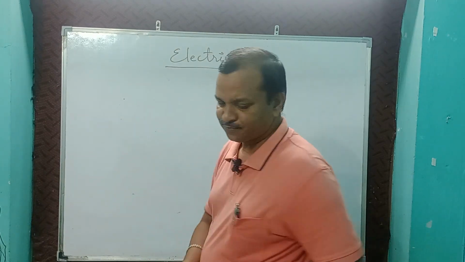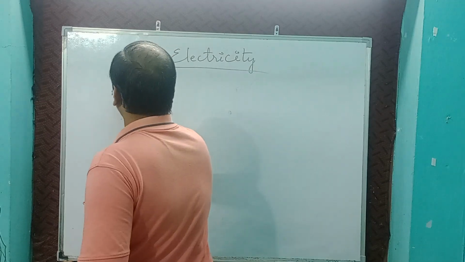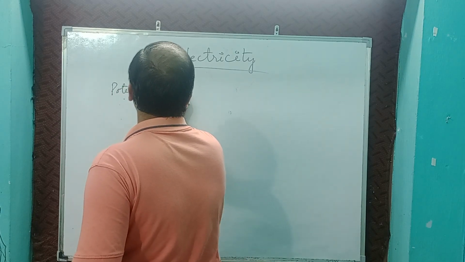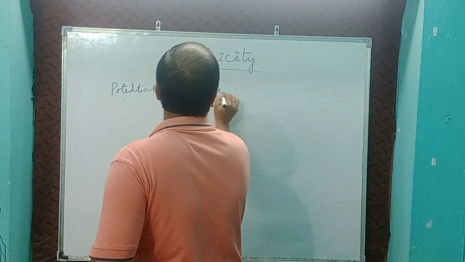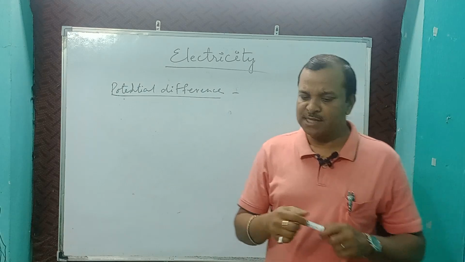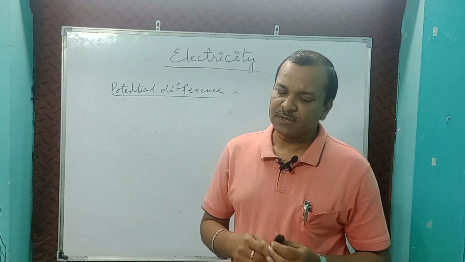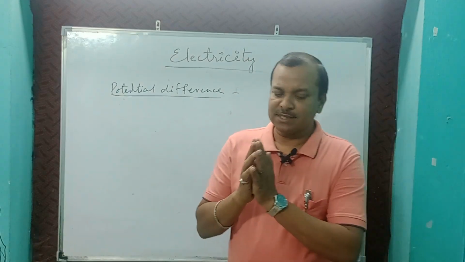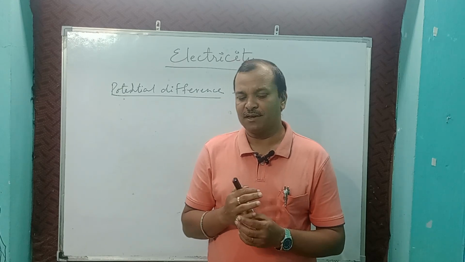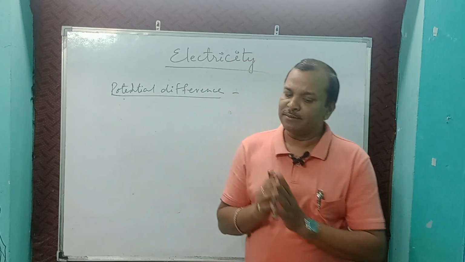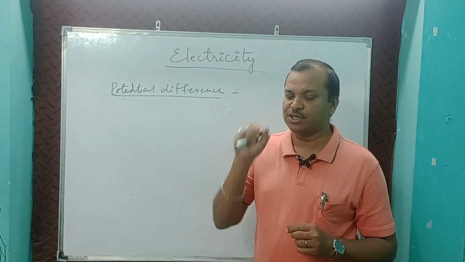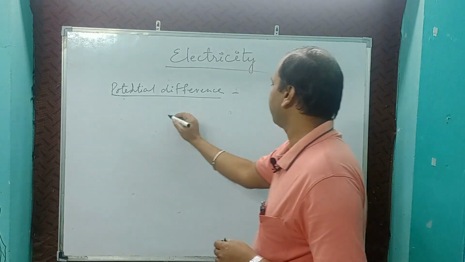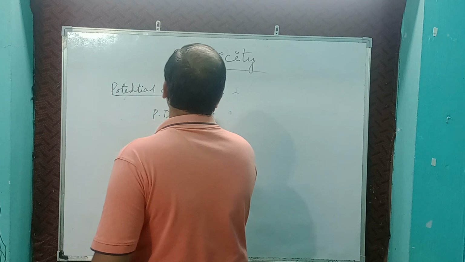Potential difference. What is potential difference? Potential difference between 2 points in an electric field is defined as the amount of work done in moving one unit of charge from one end to other end. In short form we can write PD is equal to work done.